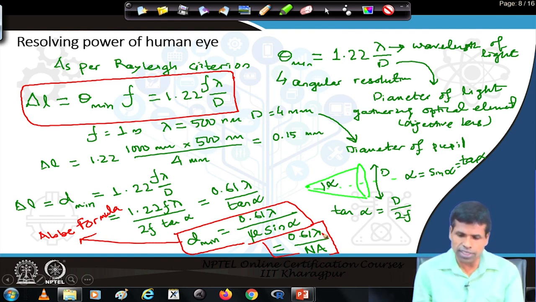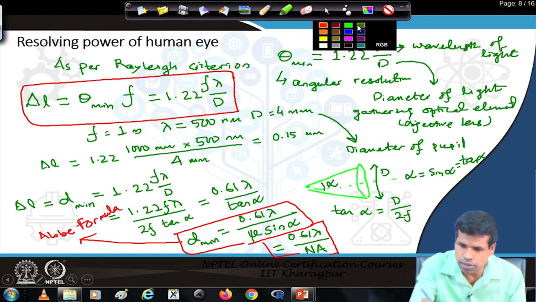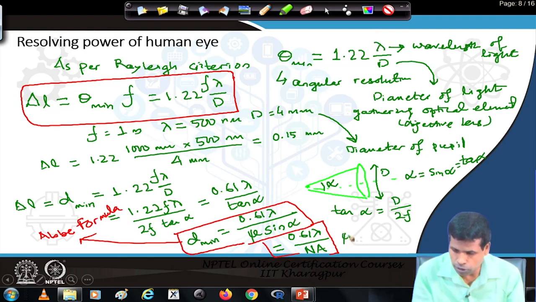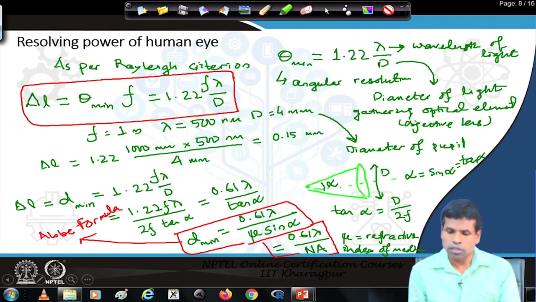Numerical aperture is mu sin alpha, where mu is the refractive index of the medium between the object and objective lens.